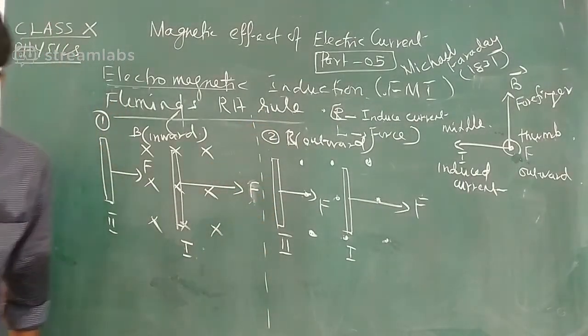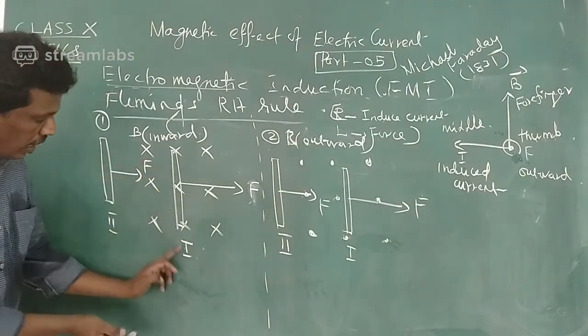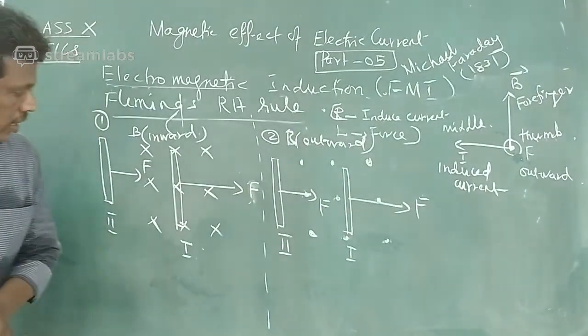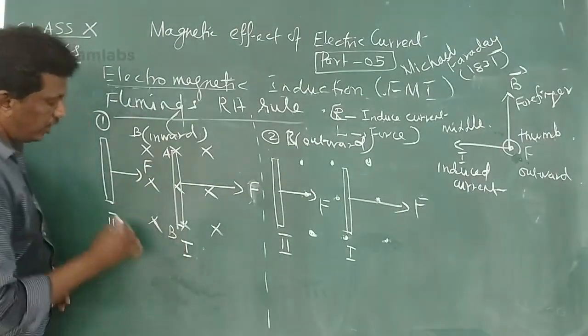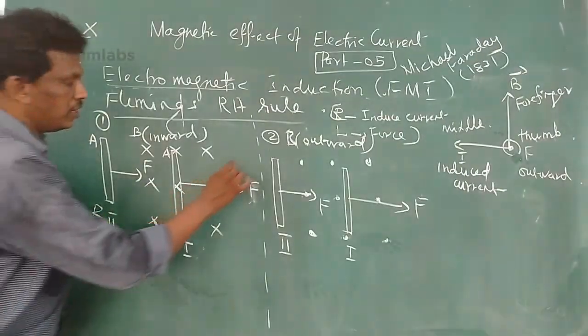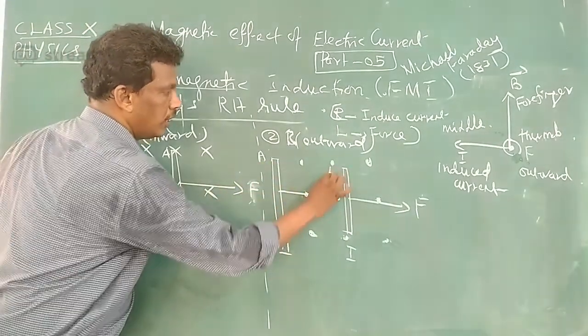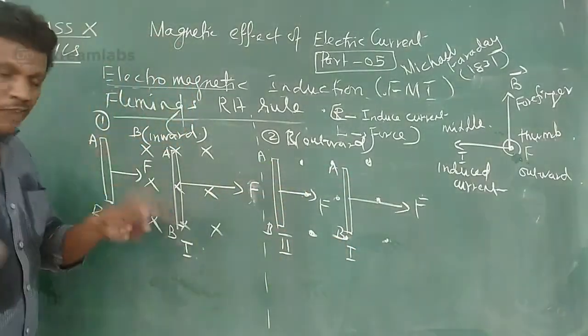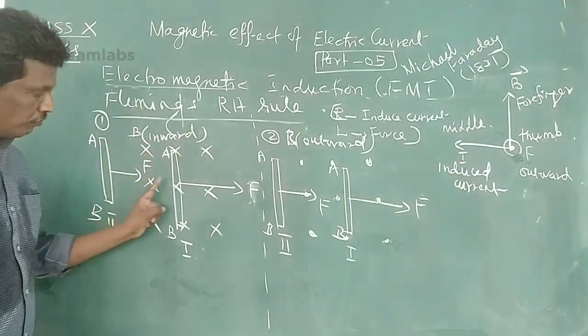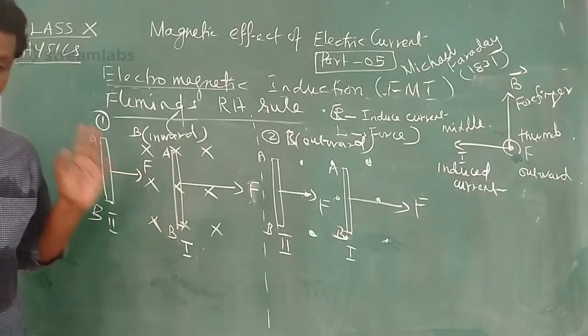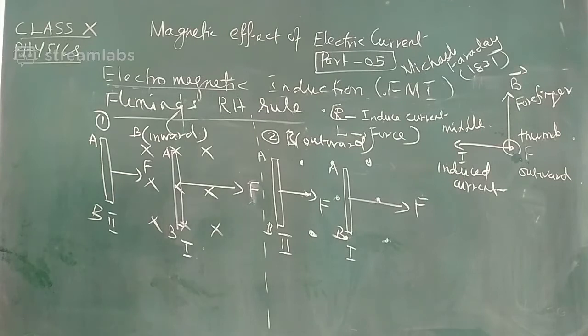Anybody able to? First take question number 1, conductor 1. Tell me which direction the current will flow. For your convenience, I am writing AB. You can say A to B or B to A. All of you try and give me the answer for this. Magnetic field is inward. Force is to the right side. Which direction will the induced current flow? Okay, 30 seconds, 40 seconds. Anybody answering? Yes.